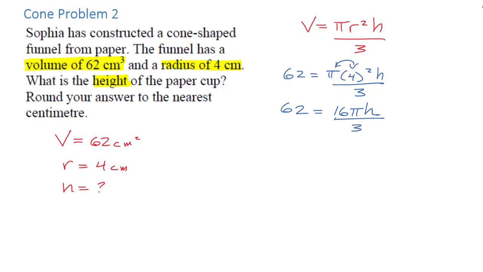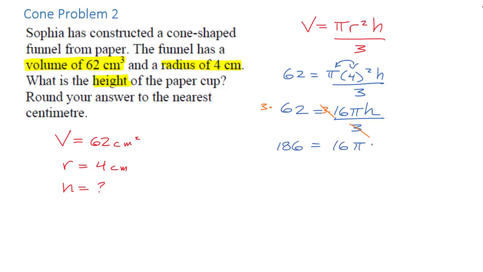Now, we want to get the height isolated. Do you remember what we do when we're solving and we are dividing by something? What we can do is multiply both sides by that. So I'm going to multiply both sides by 3. When I multiply this side by 3, it cancels out. When I multiply the 62 by 3, I get 186. All right, so we've got that.